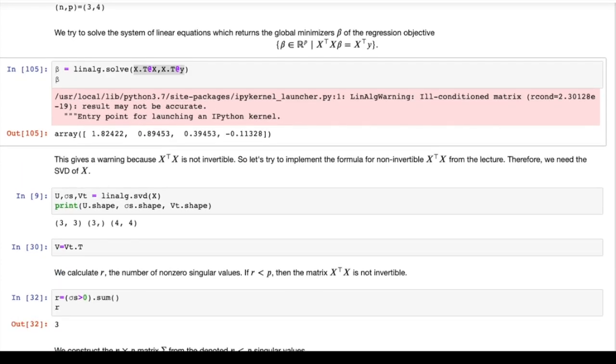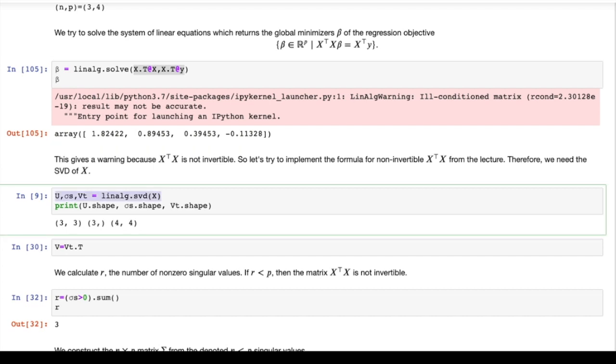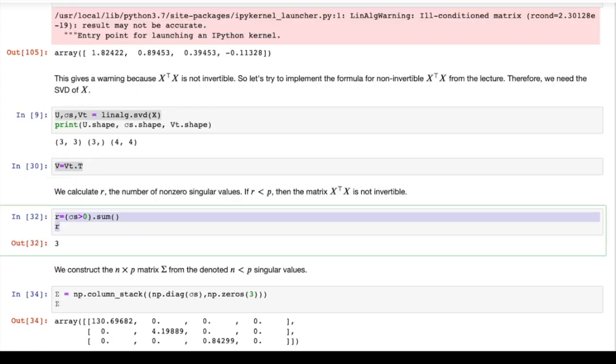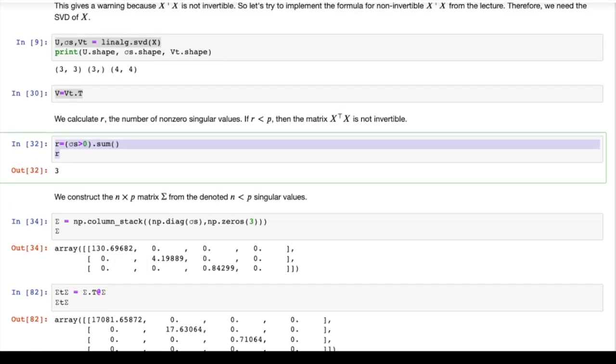So let's do what we have said in the lecture. We calculate the SVD. This is with the SciPy linear algebra package. Then we get our matrices U and sigma, which are our singular values, and V transposed. You see here the shapes. U is a 3 times 3 matrix. Sigma is actually just the singular values, so it's just an array. And we have V transposed as our 4 times 4 matrix. Then r is our index for which we actually have non-zero singular values, and this is equal to 3. And 3 is smaller than p, which is equal to 4.